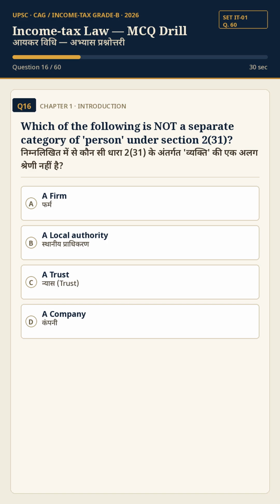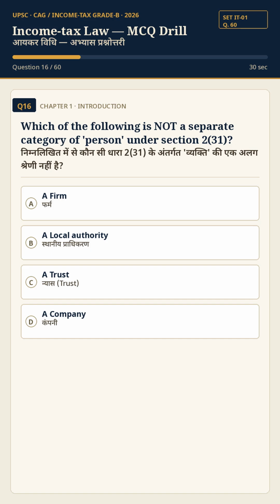Question 16. Which of the following is not a separate category of person under Section 231? Option A, a HUF. Option B, a trust. Option C, a firm. Option D, a local authority.